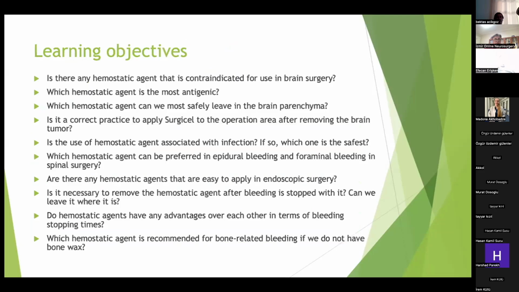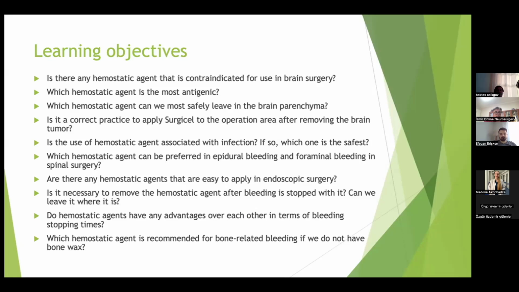Then regarding the learning objectives, as Dr. Hassan sent to me across, many of these were actually new to me as well, especially a question like: is there any hemostatic agent that is contraindicated for use in brain surgery? I didn't know that till I read more about this topic. I will answer all these questions towards the end of the topic. These are the learning objectives.